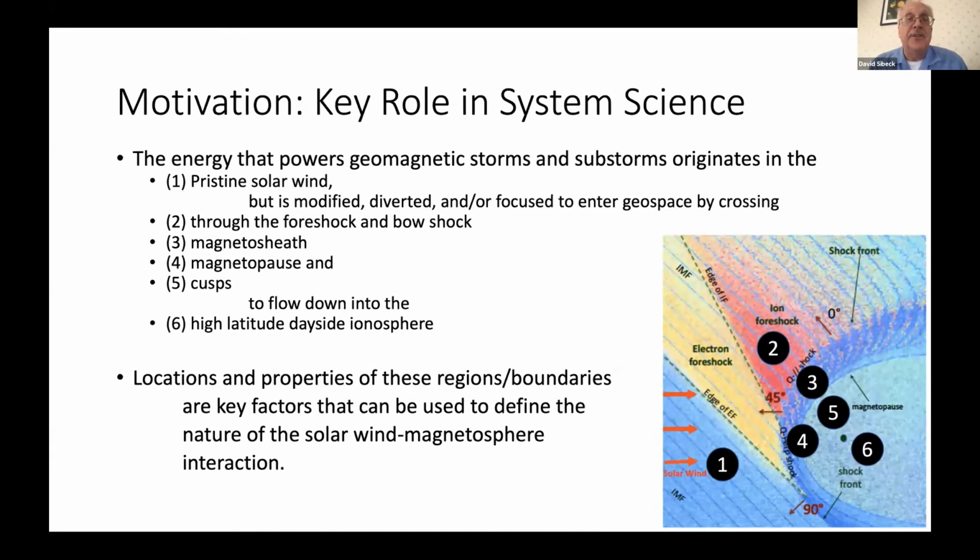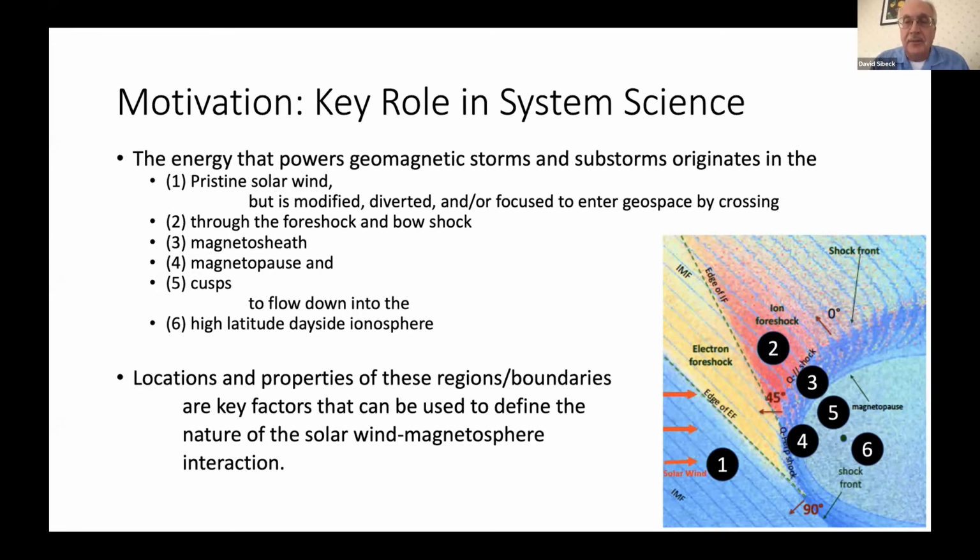All of these are good reasons and fascinating topics to study in dayside interactions. Yet another reason to study dayside interactions is the key role that they play in the system science of the magnetosphere. The energy that powers geomagnetic storms and substorms, big space weather effects, originates in the pristine solar wind, but is modified, diverted, and focused to enter geospace by crossing through the foreshock and bow shock, passing through the magnetosheath, entering somewhere across the magnetopause and down into the cusps, and flowing all the way down to the high latitude dayside ionosphere.